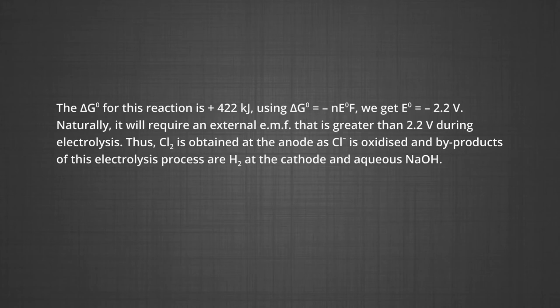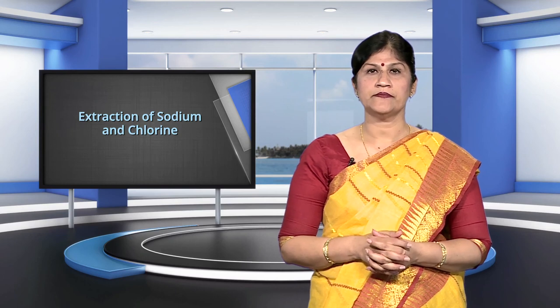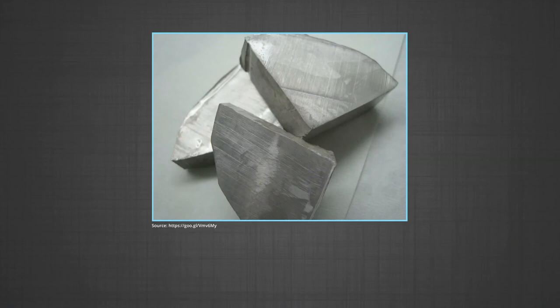Thus, chlorine is obtained at the anode as chloride ions are oxidized, and byproducts of this electrolysis process are hydrogen at the cathode and aqueous sodium hydroxide. Extraction of sodium and chlorine. In case electrolysis of molten NaCl is carried out, sodium metal is produced at the cathode as reduction product of sodium ions, and chlorine gas is obtained at the anode as the oxidation product of chloride. Sodium hydroxide and hydrogen are not produced in this case as expected.